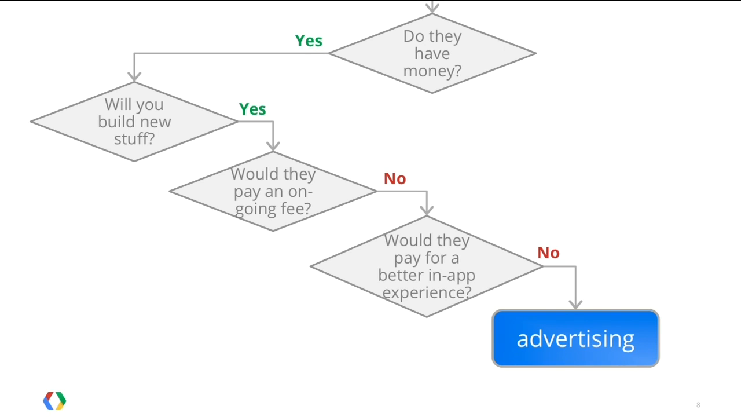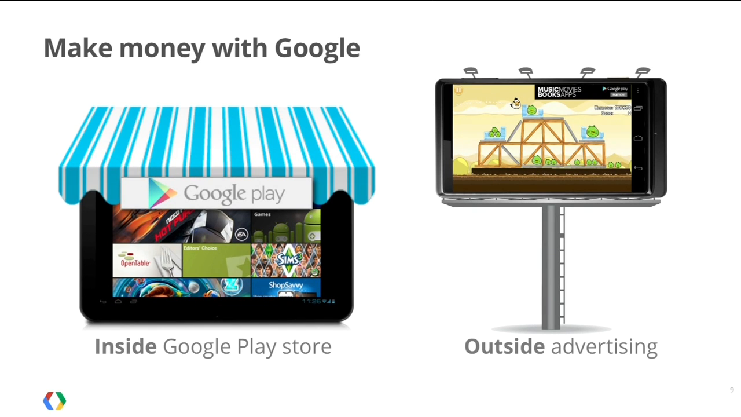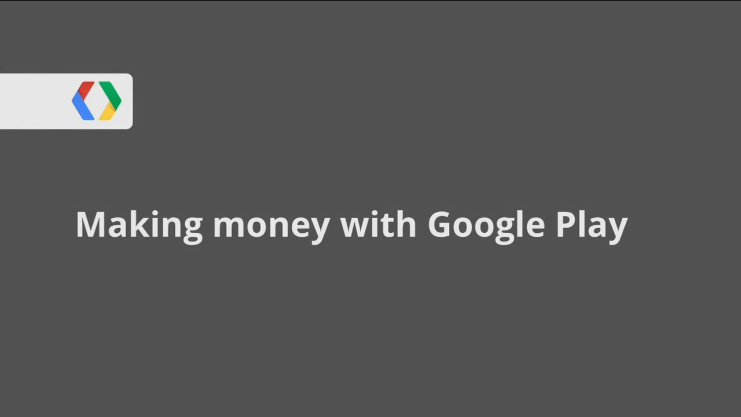So at Google, we have two major venues in which you can monetize your app. One is the Google Play Store, which Kenneth is going to cover in depth in a minute. And the other, of course, is indirect monetization through advertising. So let's turn it over to Kenneth, and he's going to talk about all the different ways you can monetize using Google Play. Thank you, Chris.